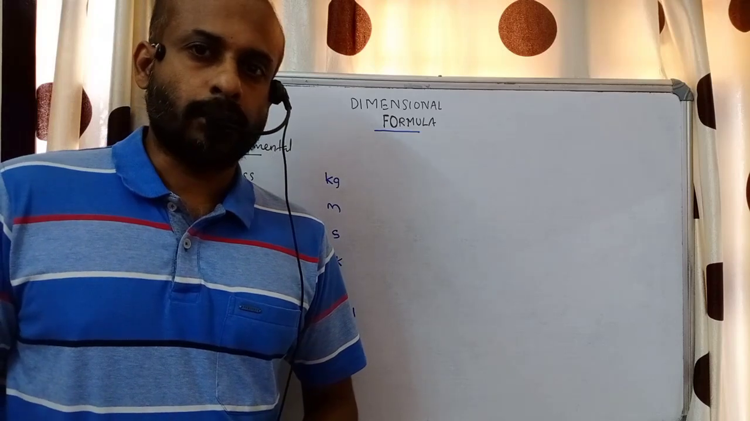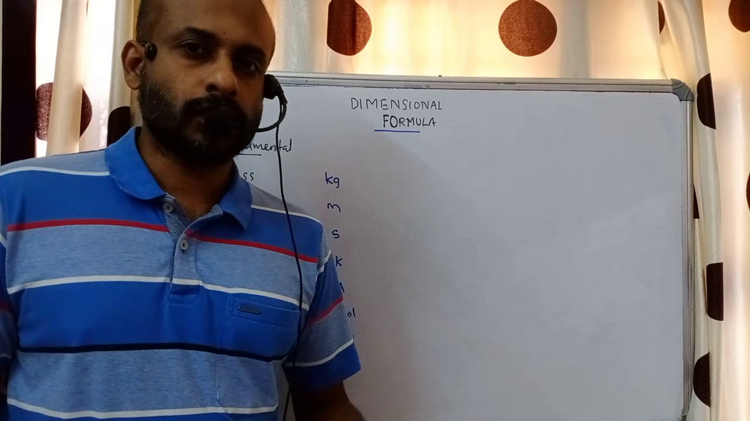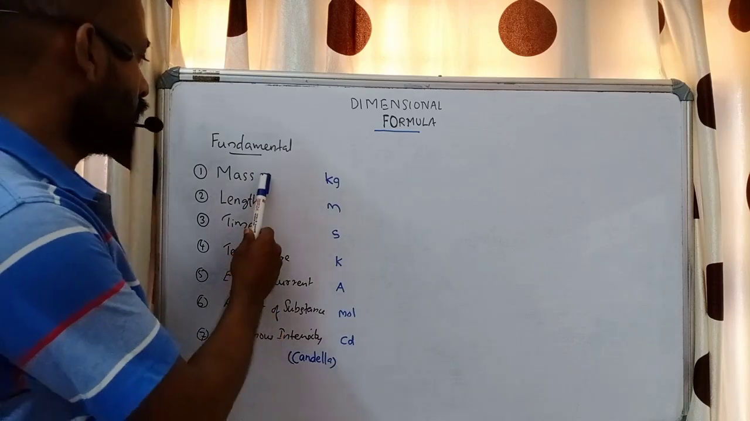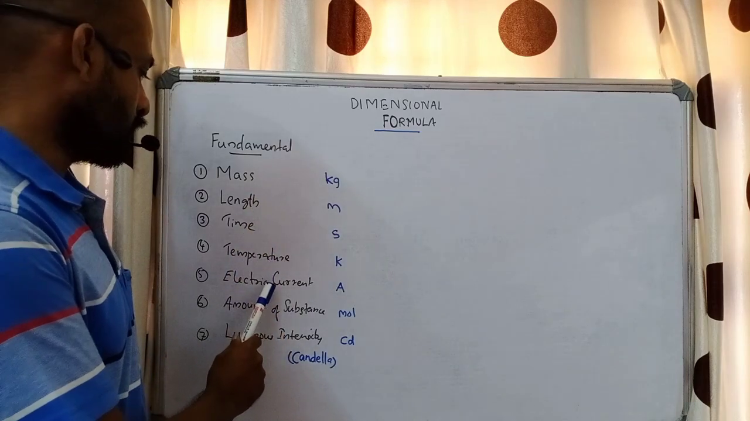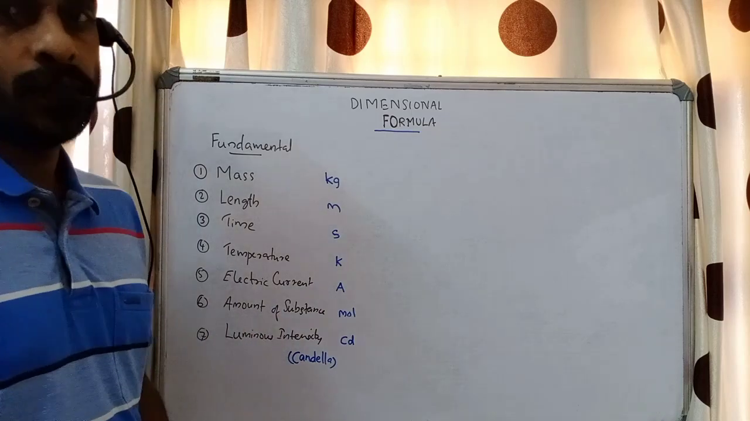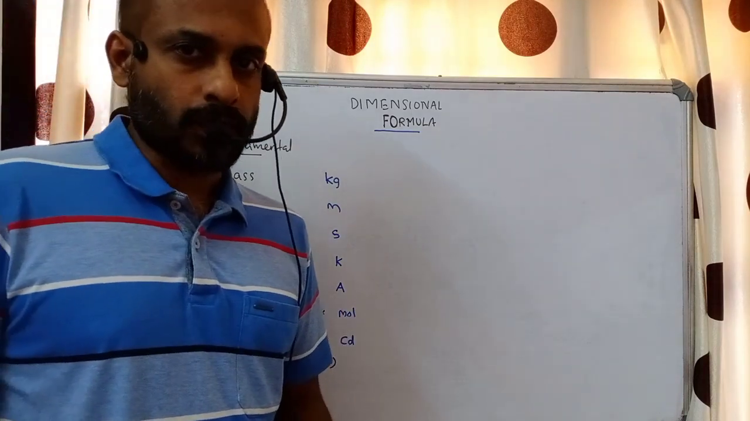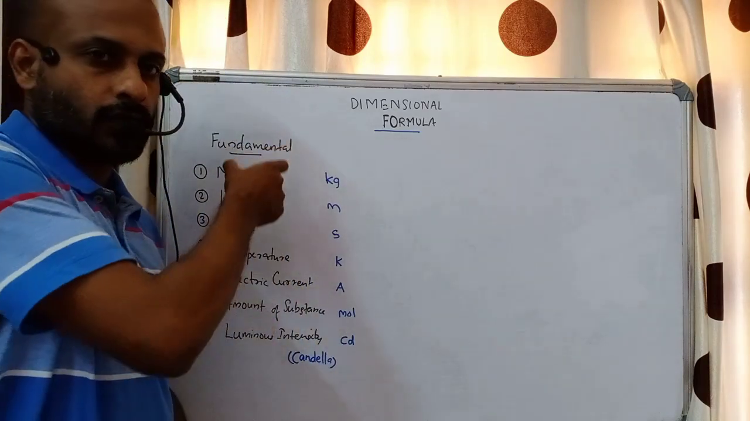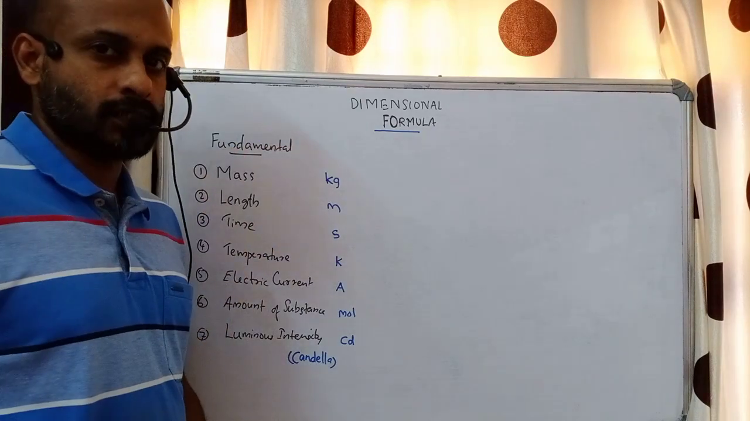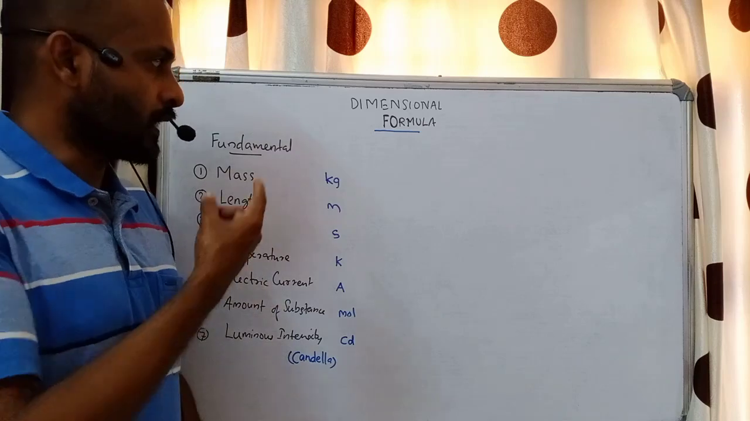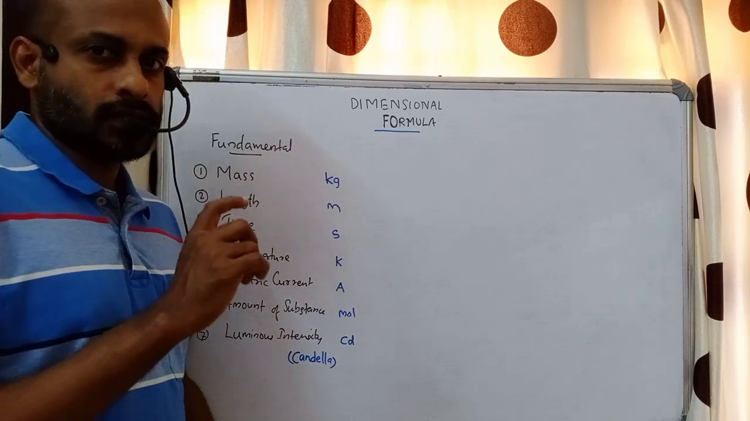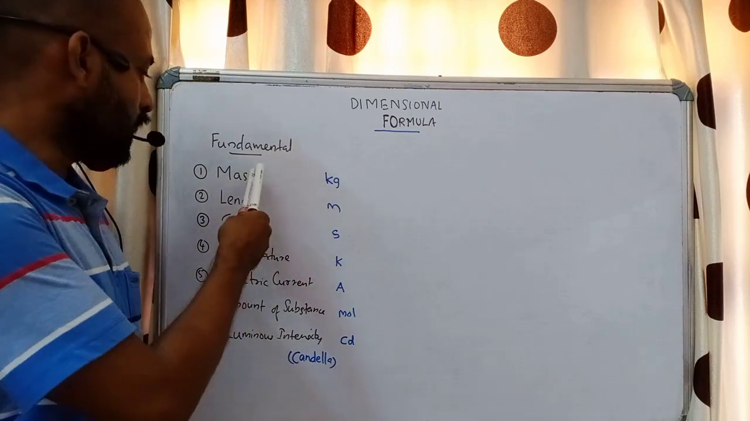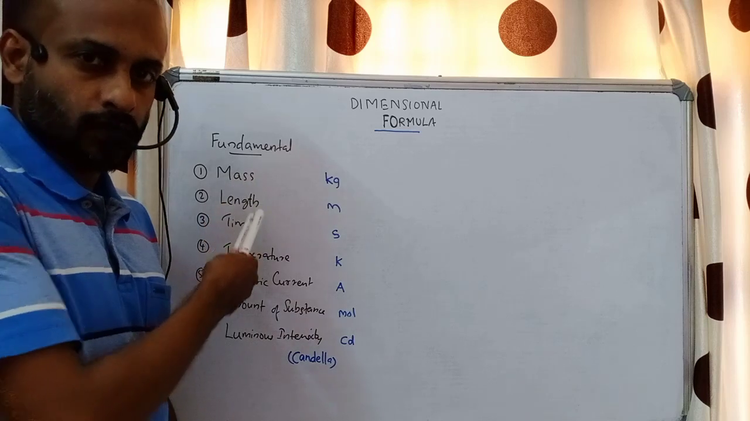Today our topic is dimensional formula. In the last class you have seen the fundamental physical quantities. We have seven fundamental quantities like mass, length, time, temperature, electric current, amount of substance and luminous intensity. Every physical quantity we can express in terms of certain symbols of these fundamental quantities. For these seven fundamental quantities we will assign a few symbols. In terms of these symbols, we will express every other physical quantity, and such a formula is called a dimensional formula. First, we want to see which symbols we assign for each fundamental quantity.